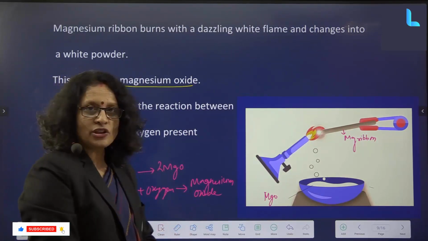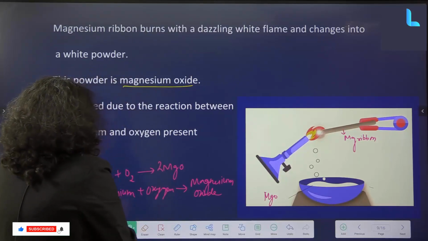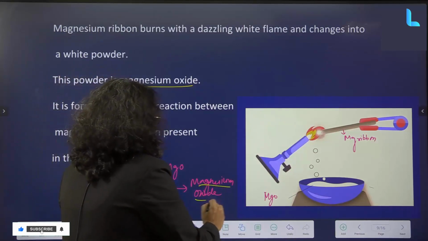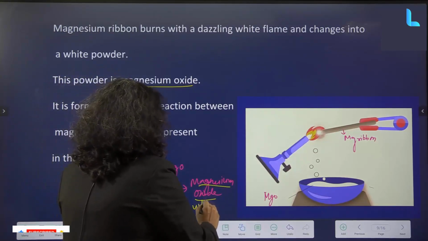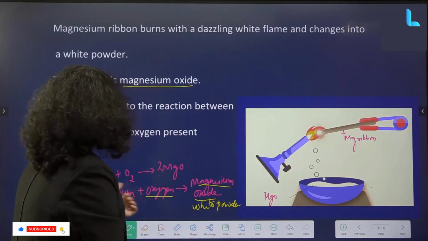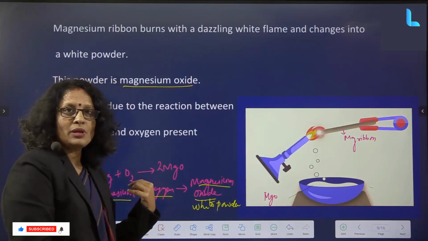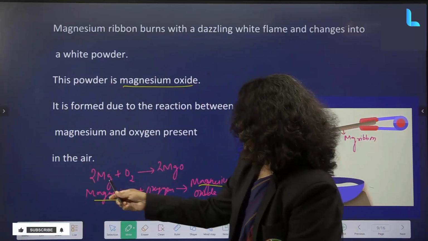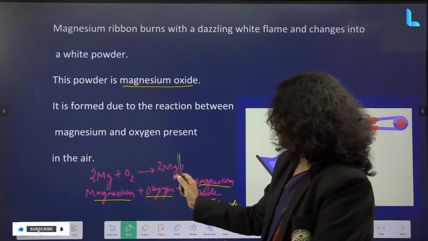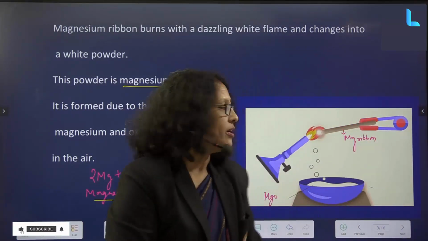So let's write the reaction. What are the reactants? Our reactants are magnesium and oxygen. When magnesium and oxygen combine, you get a white color powder, that is magnesium oxide. What is the appearance? White color powder. We can also write it in the form of symbols. If you are familiar with the symbols, the magnesium symbol is Mg. So Mg plus O2 gives MgO. O2 is oxygen, MgO is magnesium oxide, which is a white color powder here.